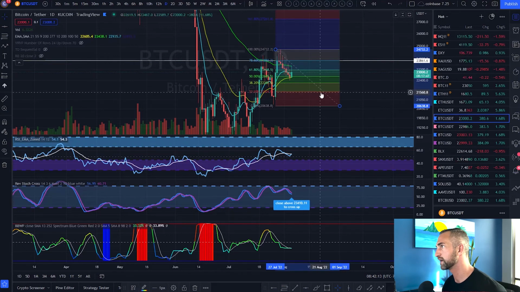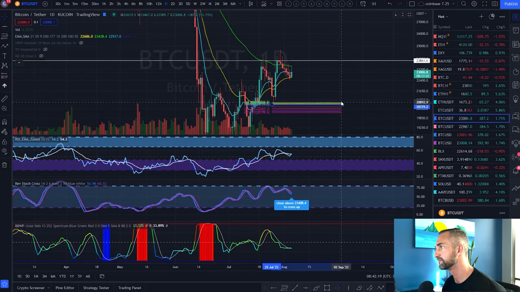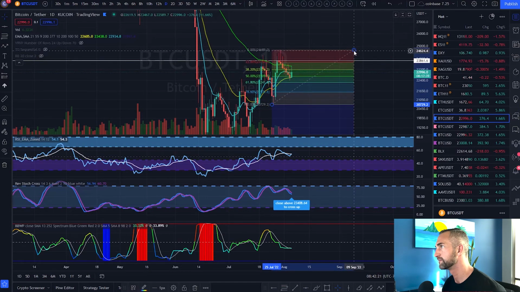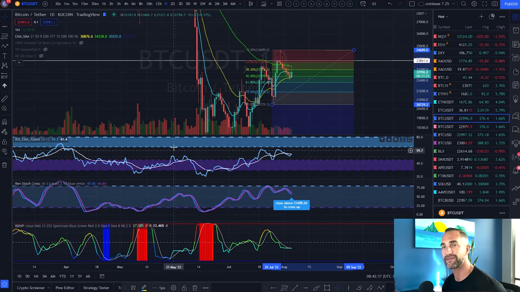where are we talking about? 2159, somewhere in that region. As we lost the 382, the next level to bounce between is the 382 and the 786. So that's where I'm at right now. A little bit of a bearish bias.